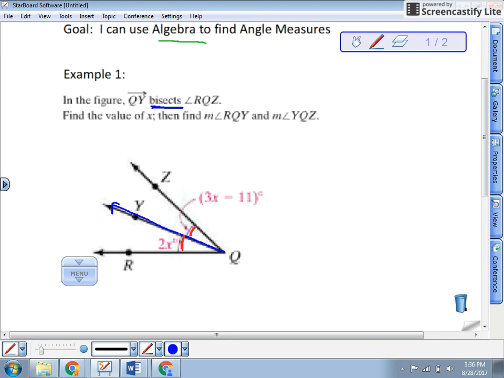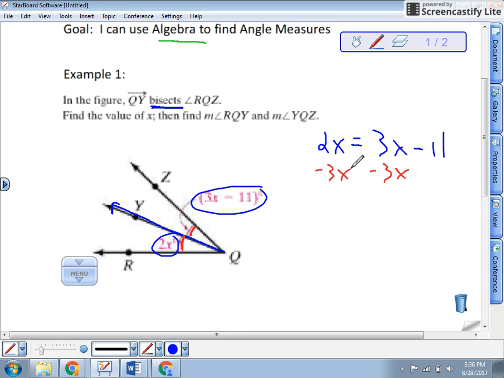So we know that 2x has to equal 3x minus 11 right here. Then at this point it becomes an algebra problem. Solve for x. Minus 3x, minus 3x. 2x minus 3x is just negative 1x, or just minus x, equals minus 11. We want to solve for x, not negative x, so we got to divide each side by negative 1. Therefore, x equals 11.